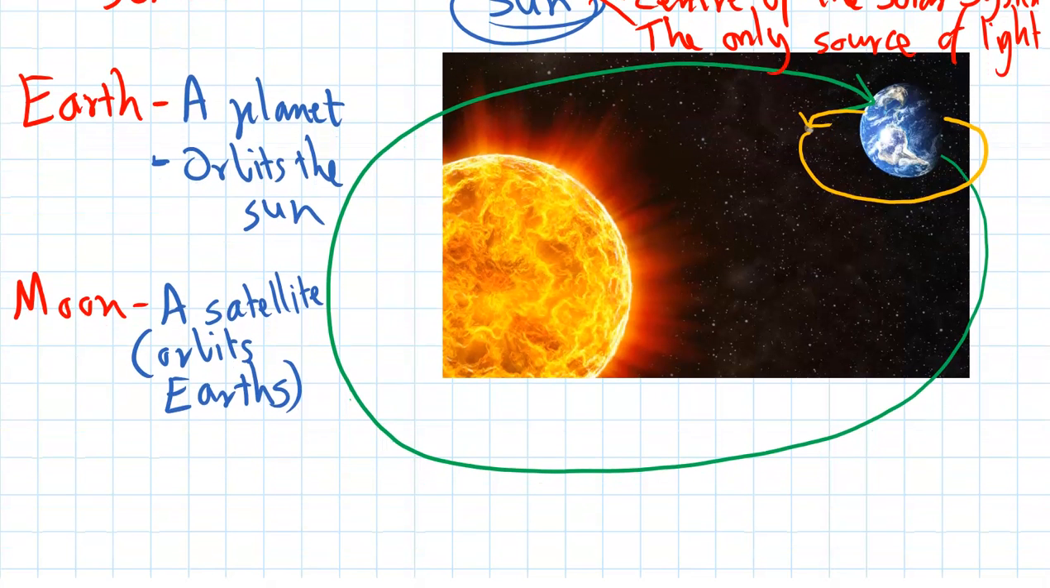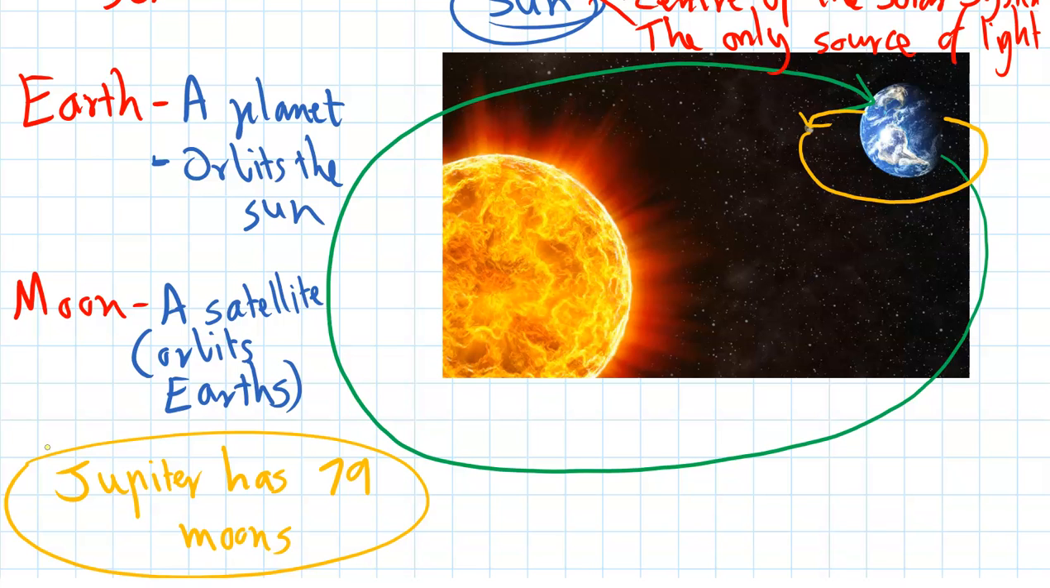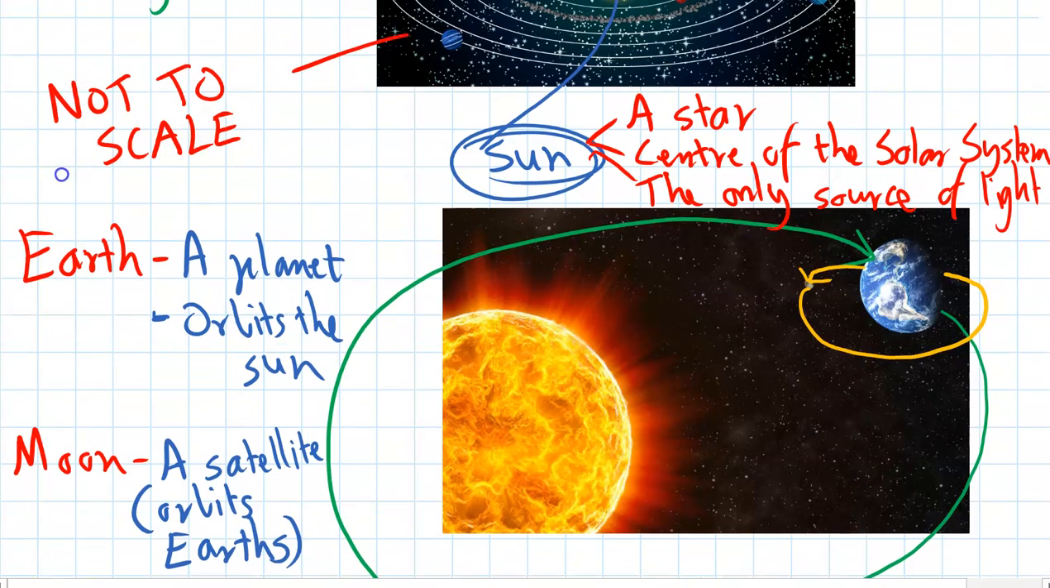Alright. So most planets have moons as well. Earth only has one moon, which we call the Moon, but Jupiter, for example, it actually has 79 different moons. Whereas Mercury has no moons. So the number of moons can vary depending on the planet. Okay, so that is the Earth, the Sun and the Moon.